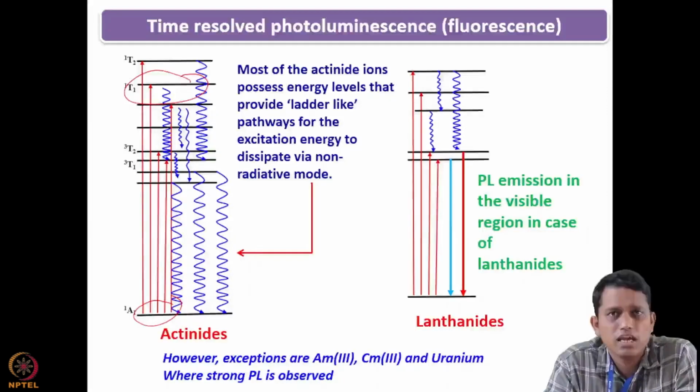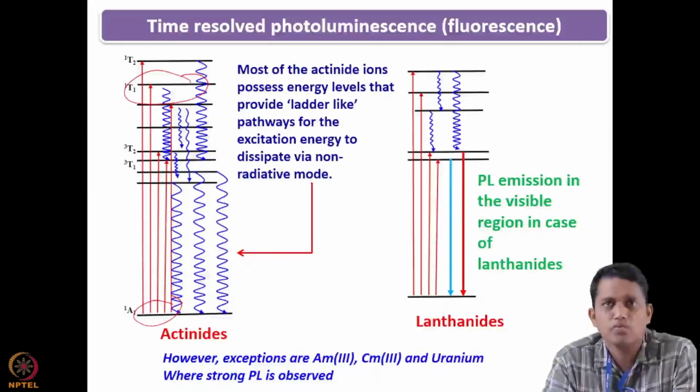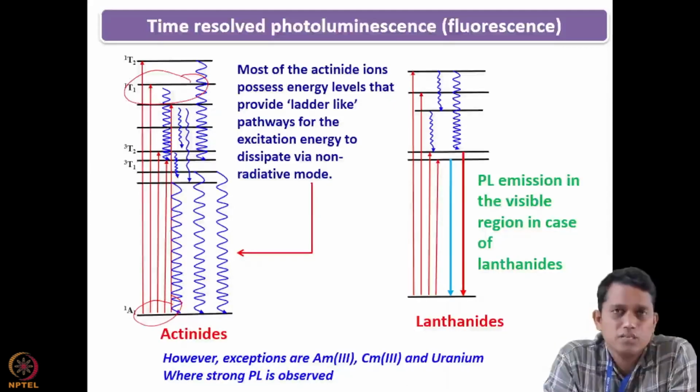In the actinides, you get luminescence mainly from americium, curium, and uranium. For the others, although they can give some emission lines, they lie basically in the NIR region, so we cannot say they are fluorescent. In the fluorescence region we are mainly getting three, americium, curium, and uranium, because these are the ones emitting in the visible region.